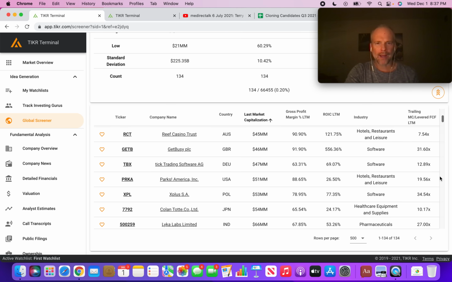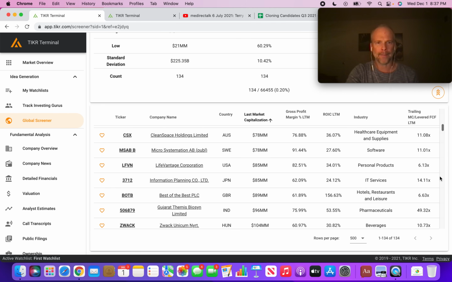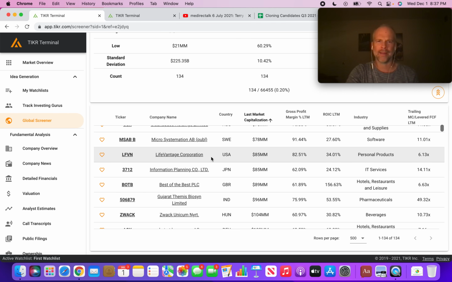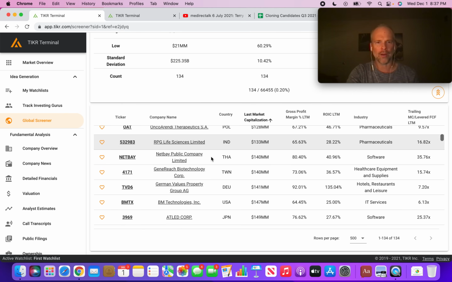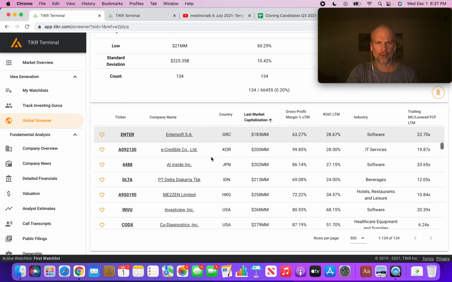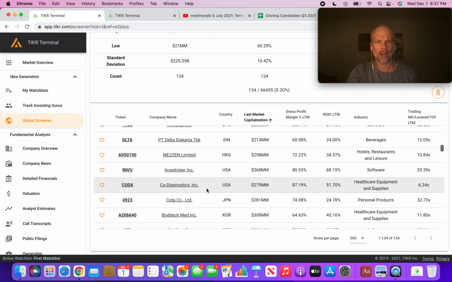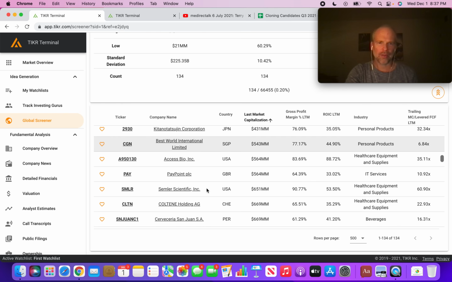I don't recognize any of these so far below 50 million. Life Vantage Corporation I recognize. I think that's probably shown up a few times in the Magic Formula screener. What else do I notice here? United Health Products, I recognize. Co-Diagnostics, I think, has been in the Magic Formula a few times. So, this could be a similar, look at that, Semler Scientific.